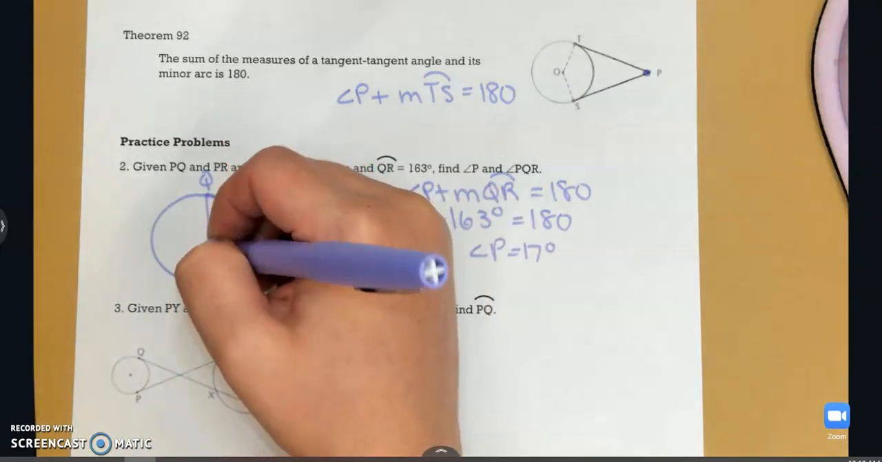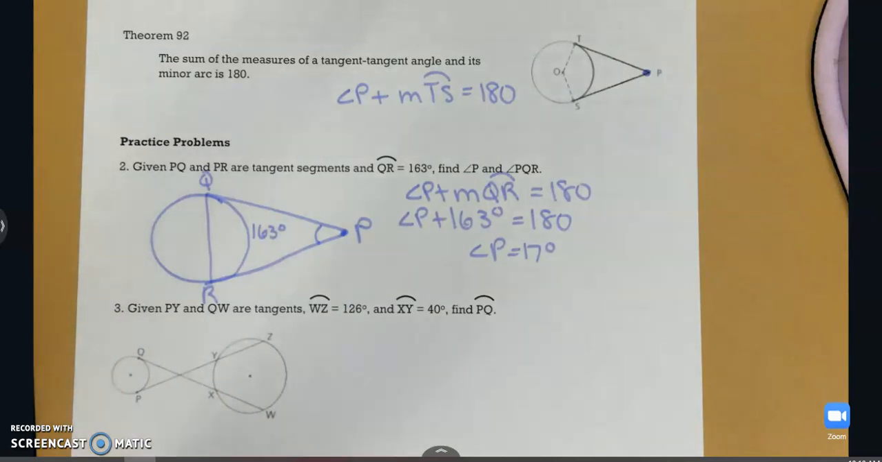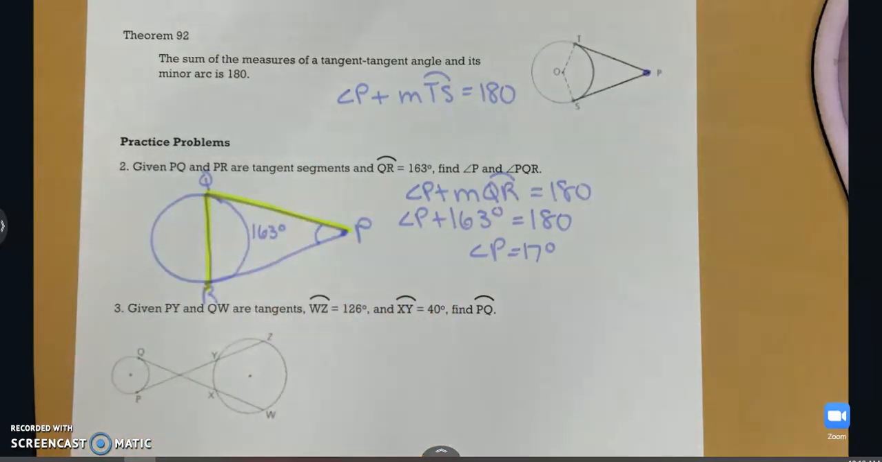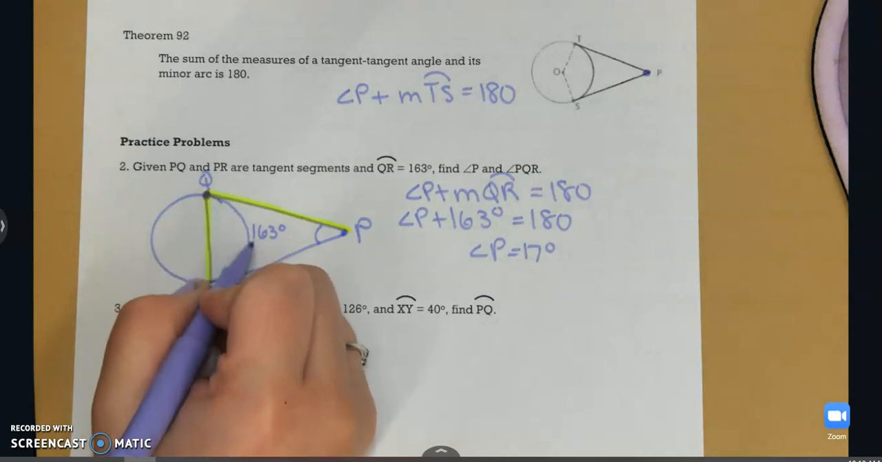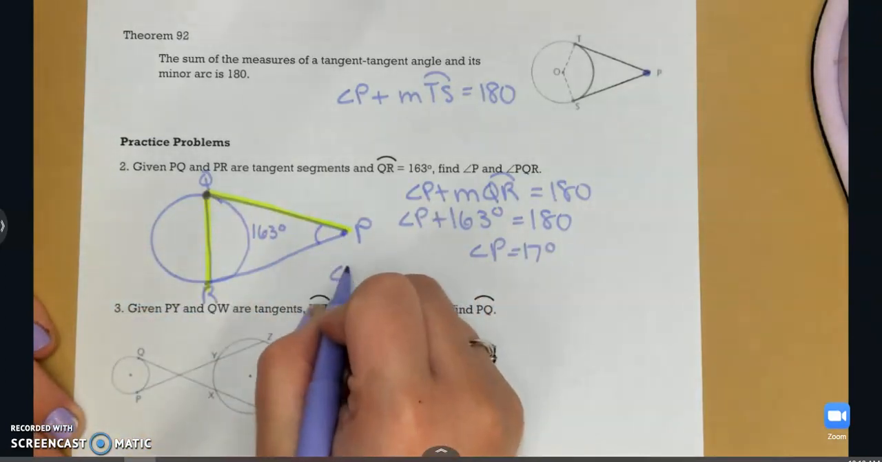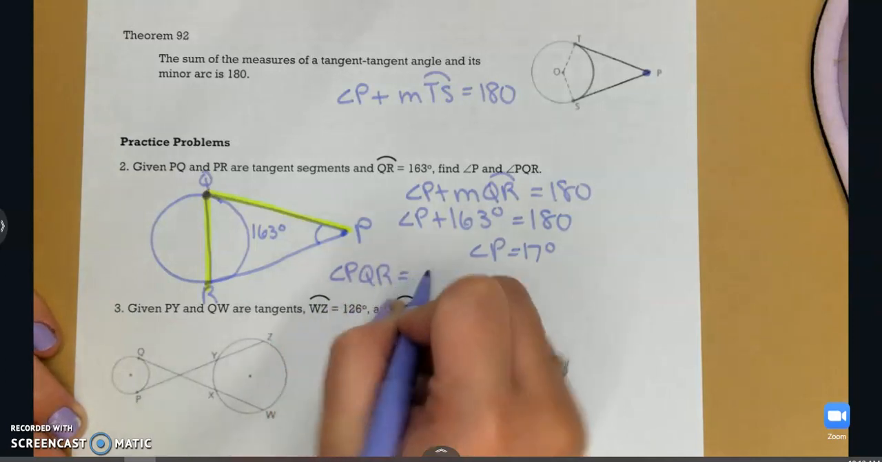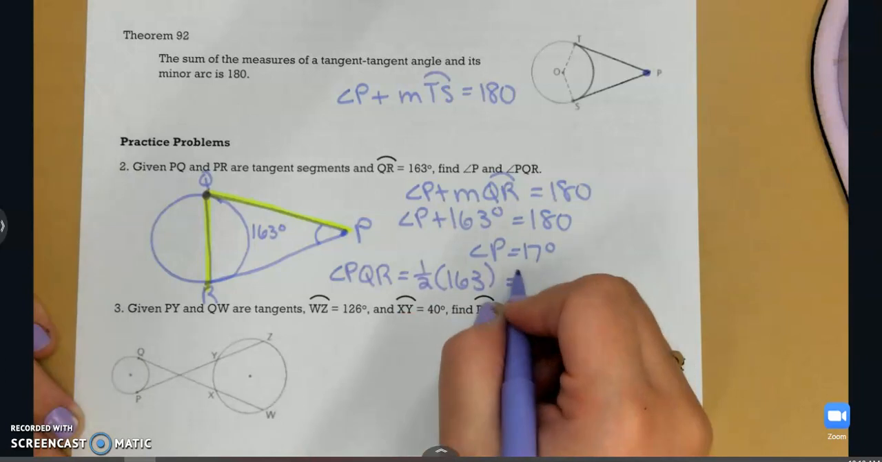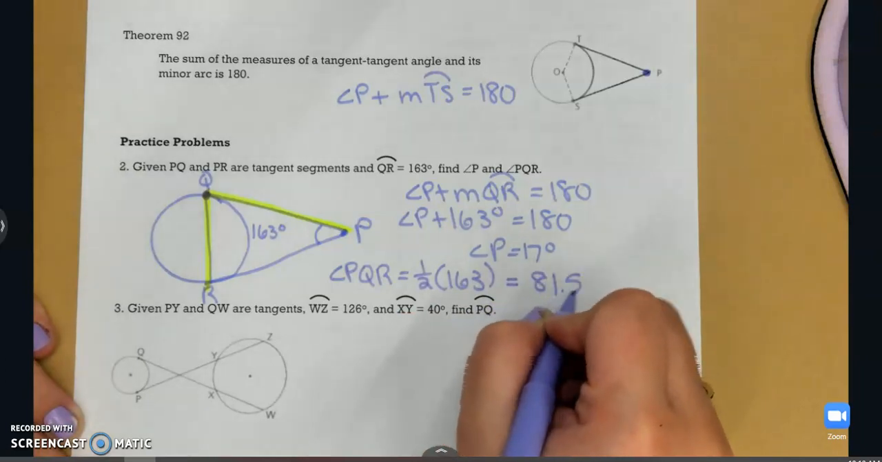Here's angle PQR. I'm going to highlight it so you can see it more clearly. Angle PQR. The vertex of that angle is on the circle, which means its measure is half the arc it intercepts. It is intercepting arc QR, which I know to be 163 degrees. So angle PQR will be half of that. And half of 163 degrees is 81.5.